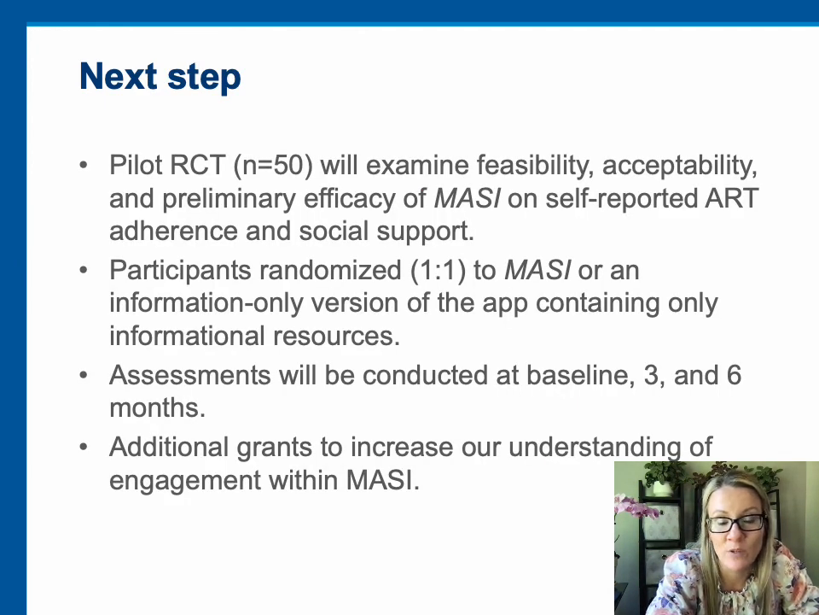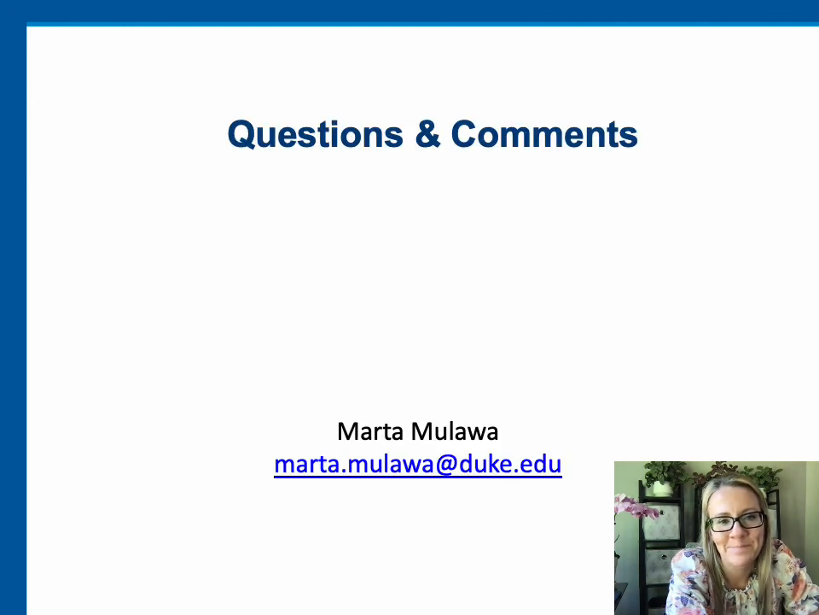For our next steps, we're going to be doing a pilot randomized controlled trial with 50 participants to look at the feasibility, acceptability, and preliminary efficacy of Mossy on self-reported adherence to treatment and social support. Our participants will be randomized 1-to-1 to either the intervention, Mossy, or an information-only version of it that will only have our resources, but none of the other features. We'll have assessments at baseline, 3 months, and 6 months, and then we're really hoping to seek additional funding to support some of the other analyses that we want to do to increase our understanding of engagement, especially in the forum within Mossy.